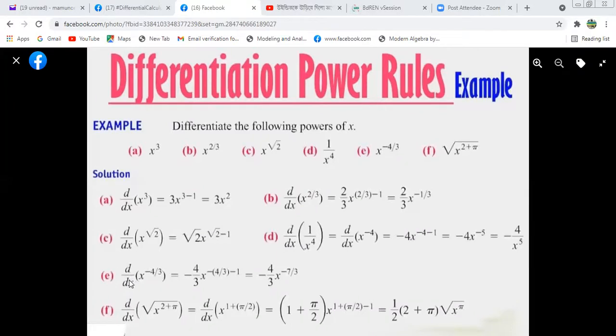Similarly, E will be d/dx of x to the minus 4 by 3. Using the power rule, minus 4 by 3 x to the minus 4 by 3 minus 1. Very easy. Now root over x to the power 2 plus 5. Root over means half power. So half into 2 plus 5, then using the x to the power n formula, we find half into 2 plus 5 root over. Understand everybody?